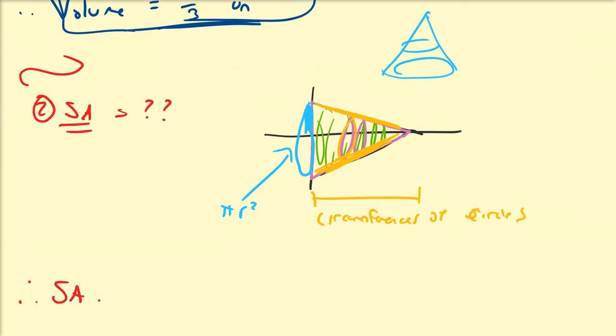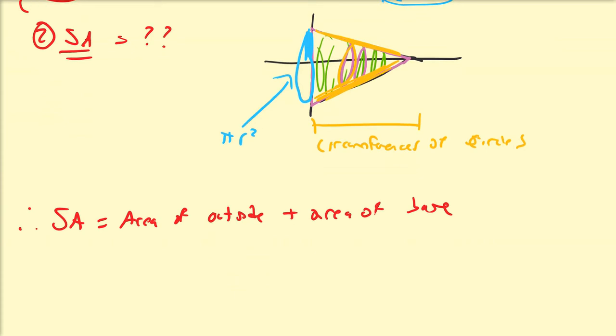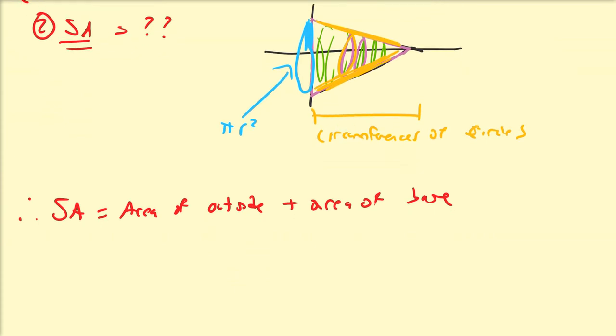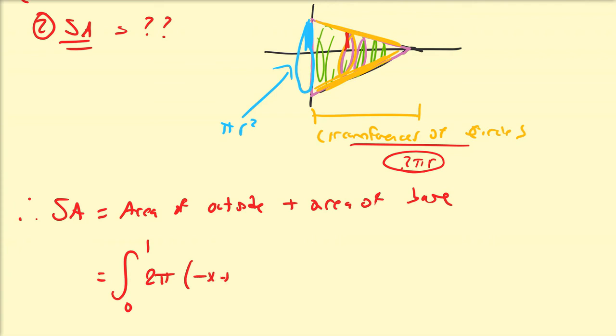So that means the surface area is going to be equal to the area of the outside plus the area of the base. So the area of the outside part is going to be equal to the integral from 0 to 1. So how do you find the circumference of a circle? That's going to be 2 pi r. So 2 pi, and the radius of each of these circles is still dictated by f of x. So f of x is negative x plus 1 dx, plus the area of this circle on the outside.